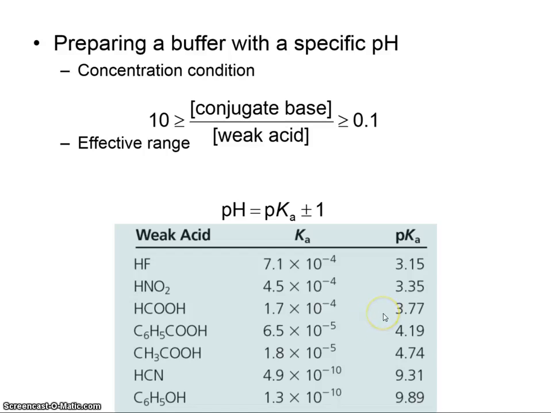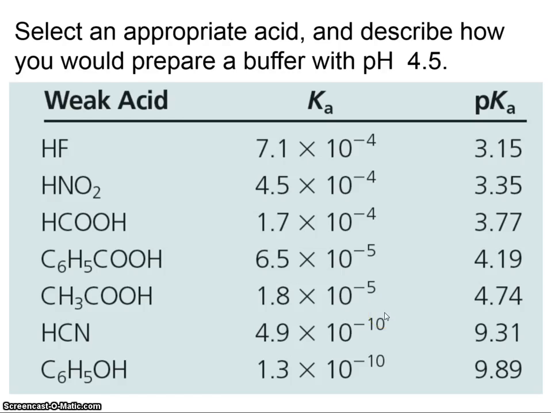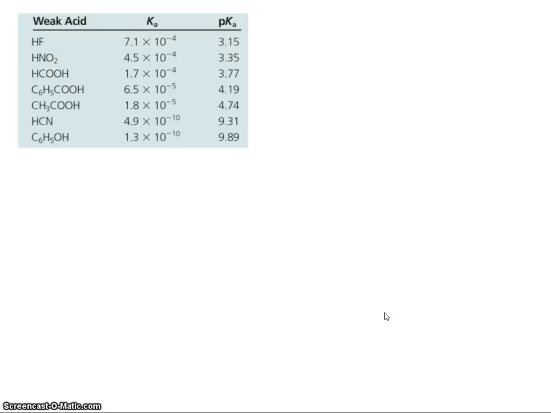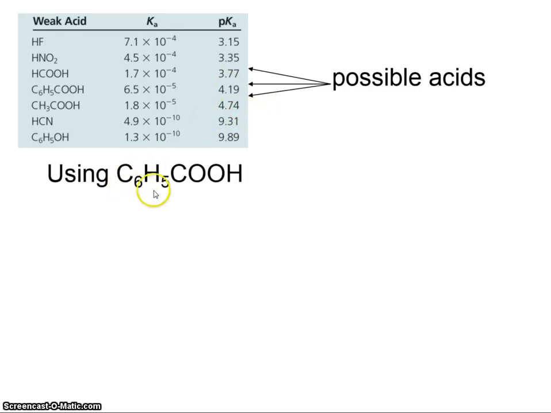And so, which one would I pick to have a buffer around 4.5? And so this is my target pH, a pH of 4.5. Right? I've got 3 possible candidates. I've got this guy here. This looks like acetic acid and benzoic acid and maybe formic acid. Right? So of these, these are the ones that are anywhere close. The benzoic and the acetic are going to be the closest. Right, so we'll pick the acetic acid.